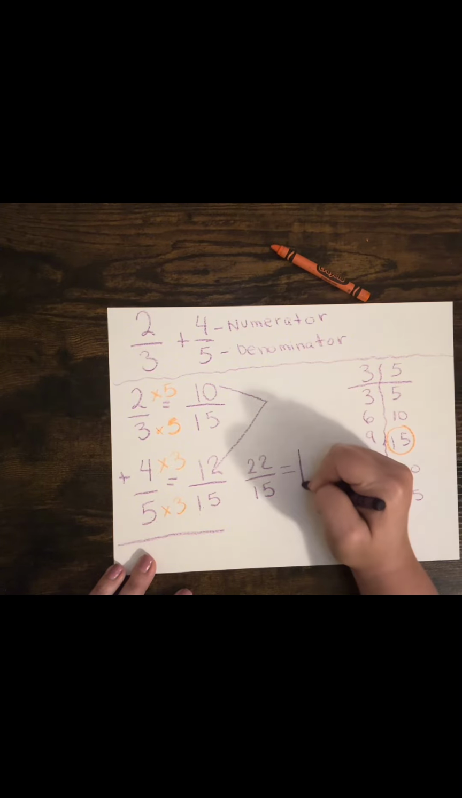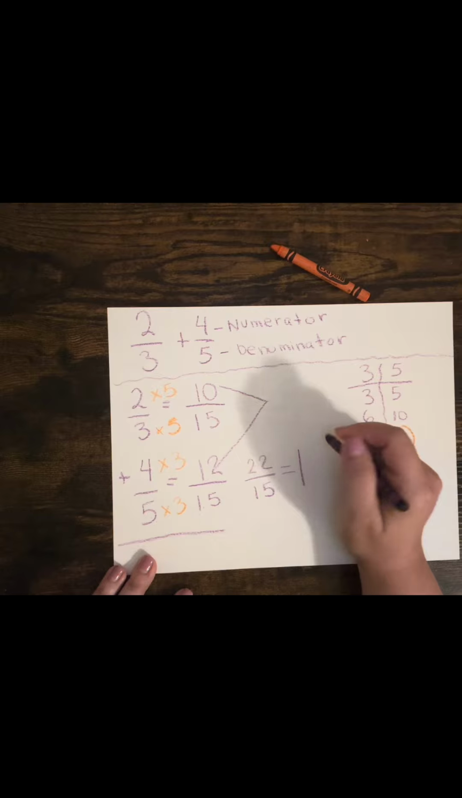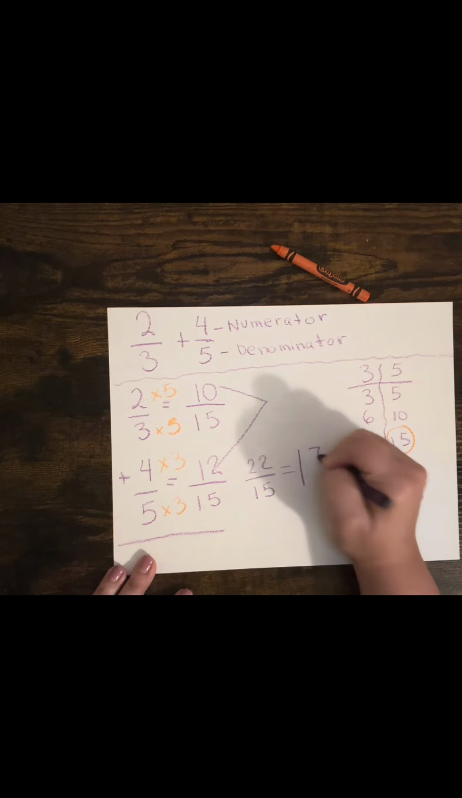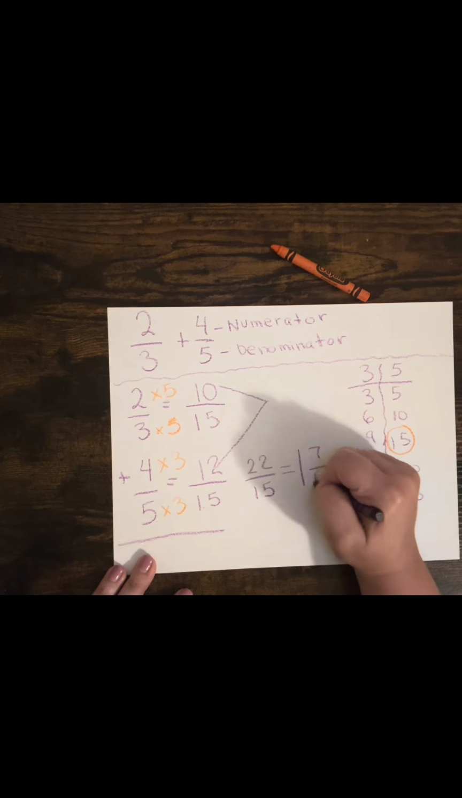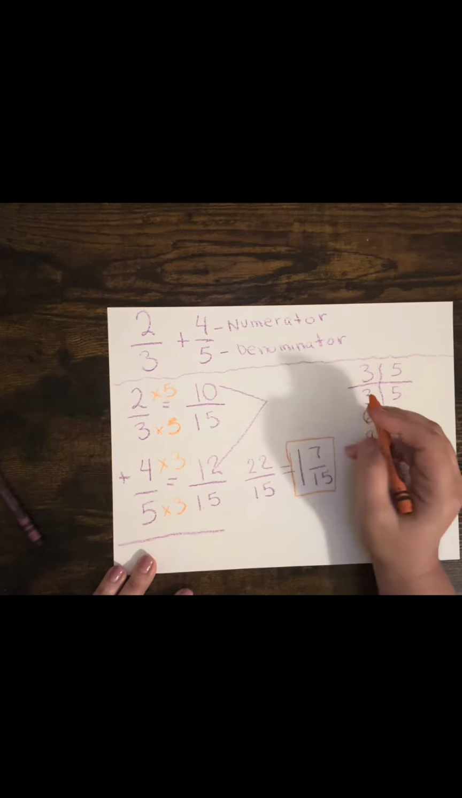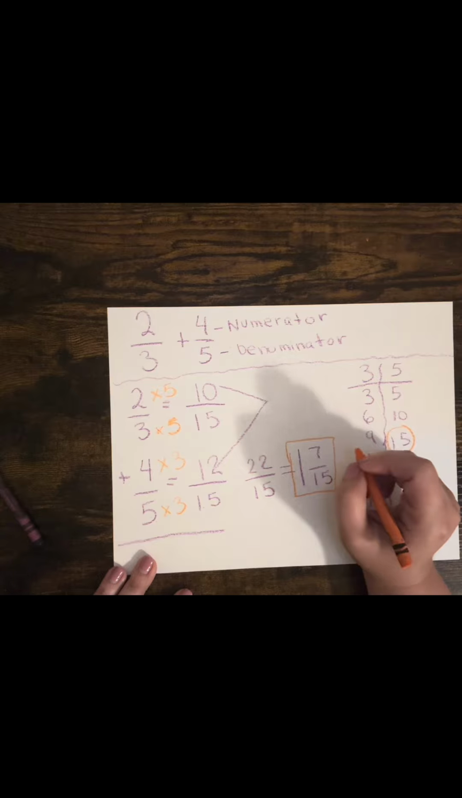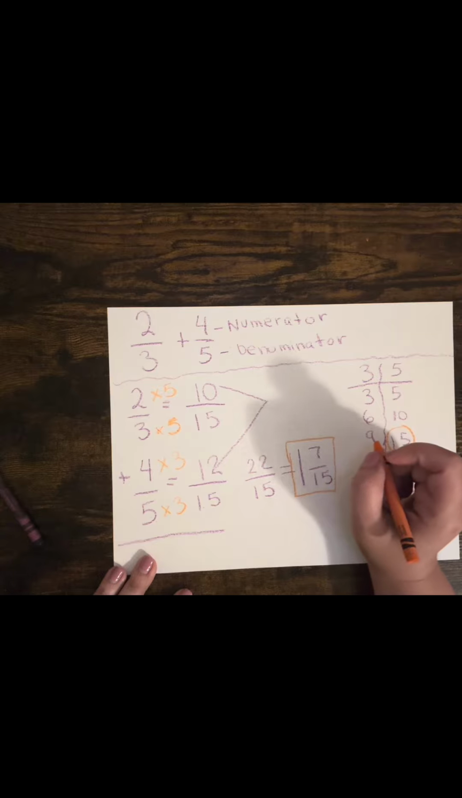And then what's left over? 1 times 15 is 15. To get from 15 to 22, we have 7 left over. So 7 is going to be our new numerator, and we keep the denominator. So look over here. We have our final answer right here. 2/3 plus 4/5 gives us 1 7/15.